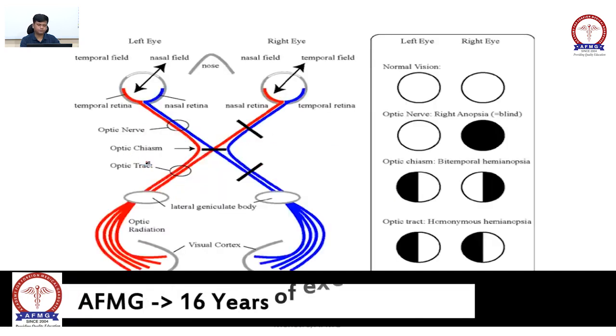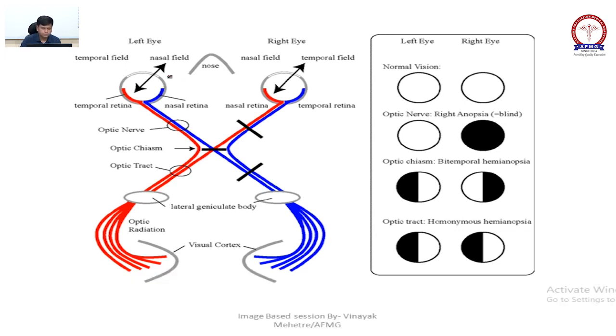Right? Now we will discuss some anopias. First, anopia means blind. Okay, hemi means half blind. Now, this is your eye. Now I will tell you the temporal fiber comes from the same side of cortex, and nasal fibers come from the opposite side of cortex.